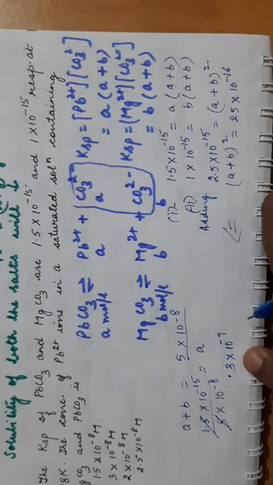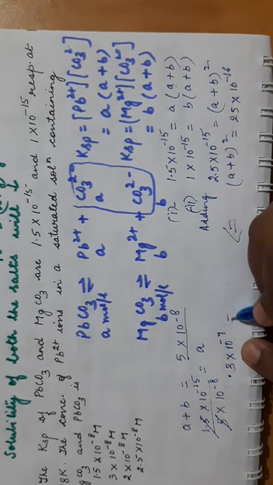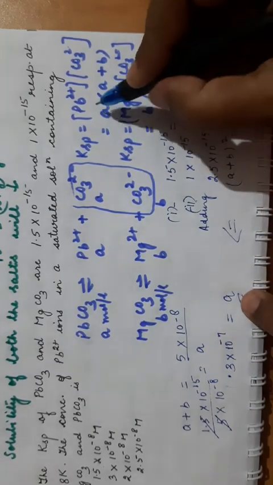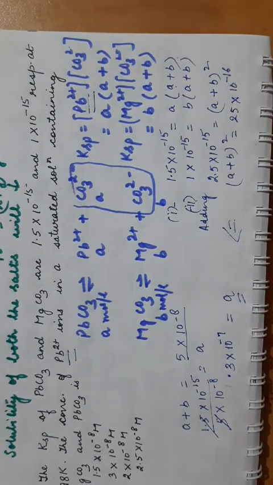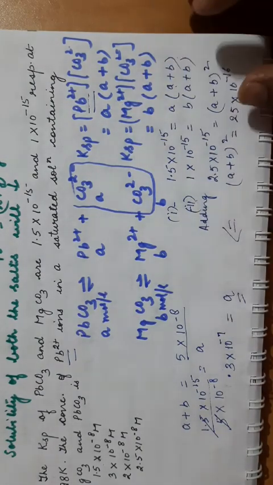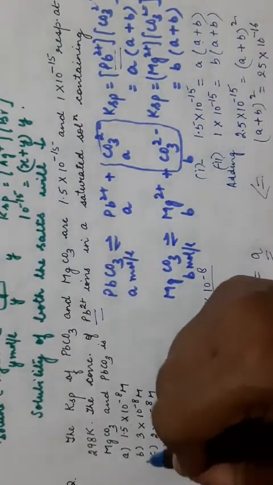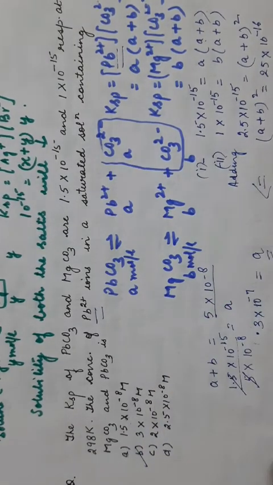Clear? Or 3 into 10 power minus 8. This is the value of A. What is A? The concentration of Pb2 plus ion. You have to find the concentration of Pb2 plus ion in this question. So the Pb2 plus ion concentration will be 3 into 10 power minus 8 molar.